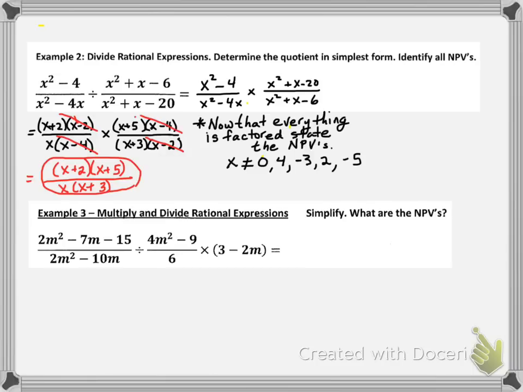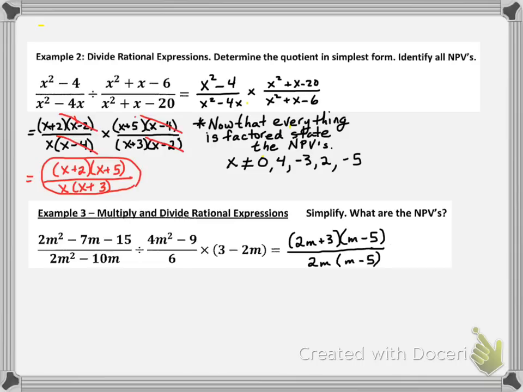Example 3. Multiply and divide rational expressions. We have 2m squared minus 7m minus 15 over 2m squared minus 10m divided by (4m squared minus 9) over 6, so we'll have to flip that around and multiply it, times 3 minus 2m. If I start factoring as I do this, the first fraction isn't going to change, so it's going to be 2m times m is 2m squared, and when you decompose that, you're going to get 2m plus 3 times m minus 5. At the bottom, I'm going to factor out a 2m times m minus 5.